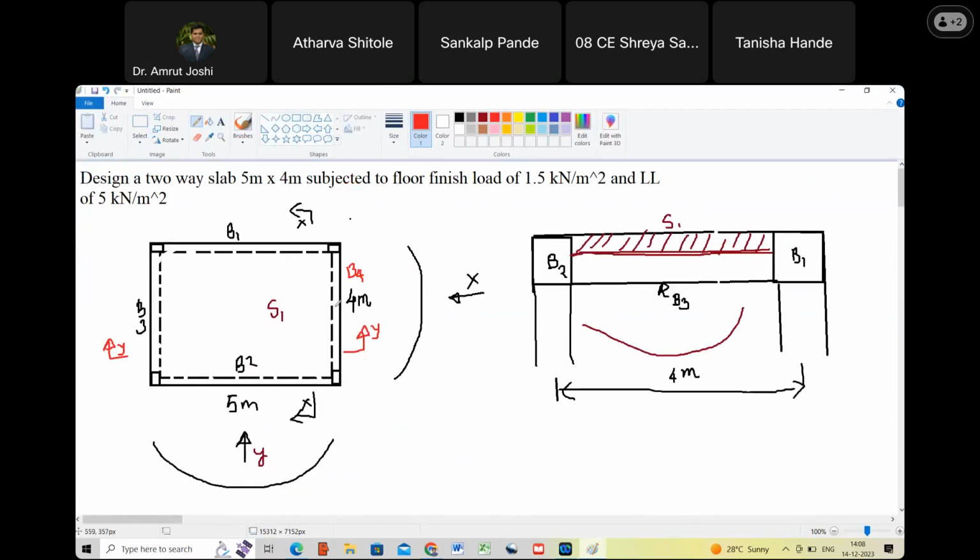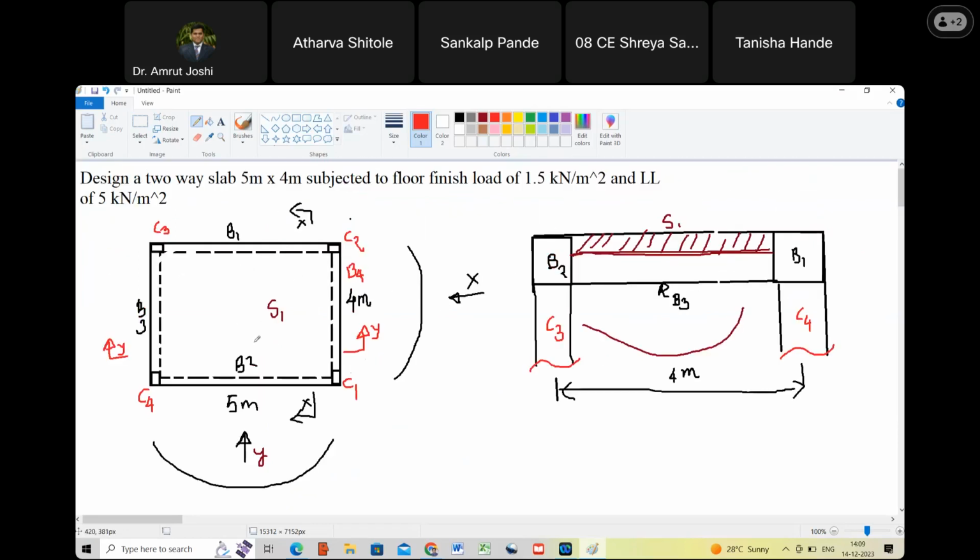Yes, sir. Let me also number the columns. This is column C1, this is column C2, this is column C3, and this is column C4. So when you are viewing in X direction as section XX, which columns are you going to see? C3 and C4. Are you with me? Yes, sir. These are the columns that you will see. Happy?